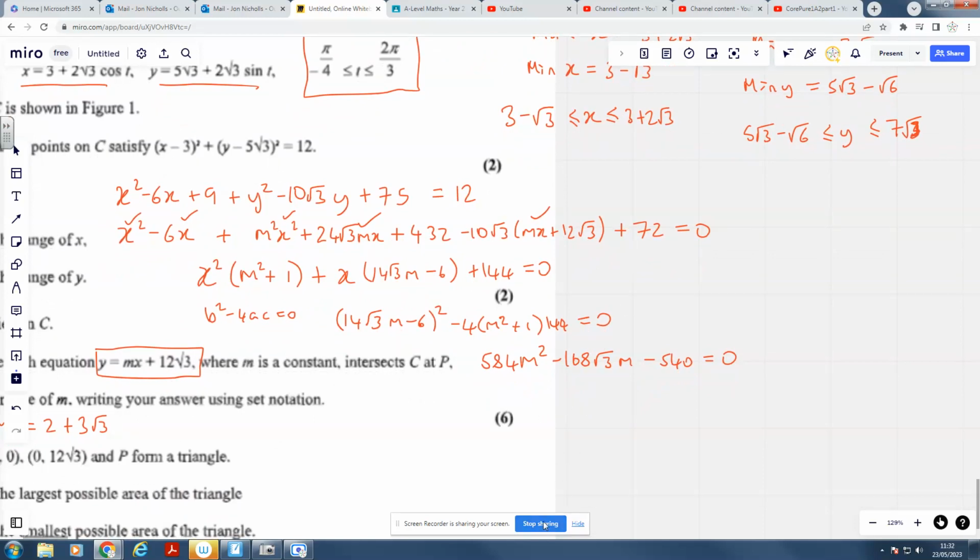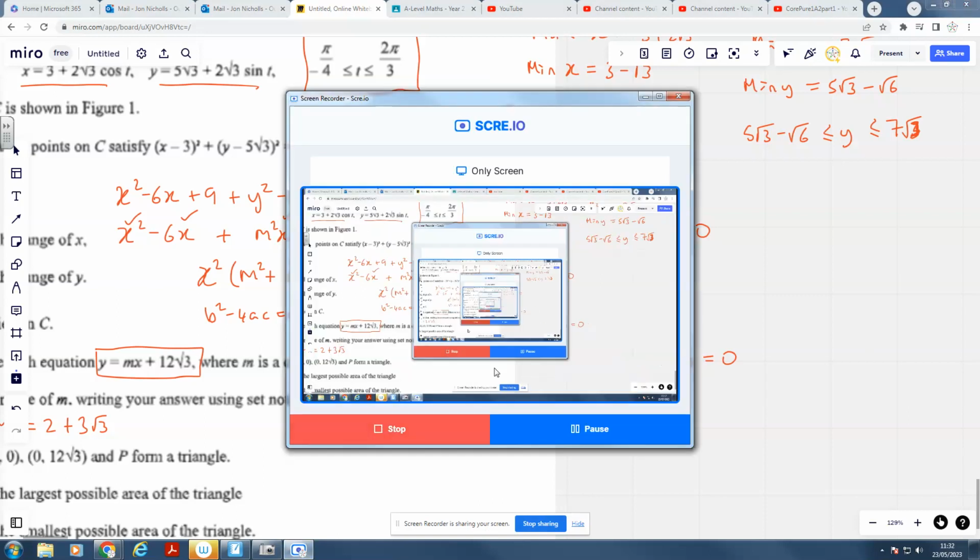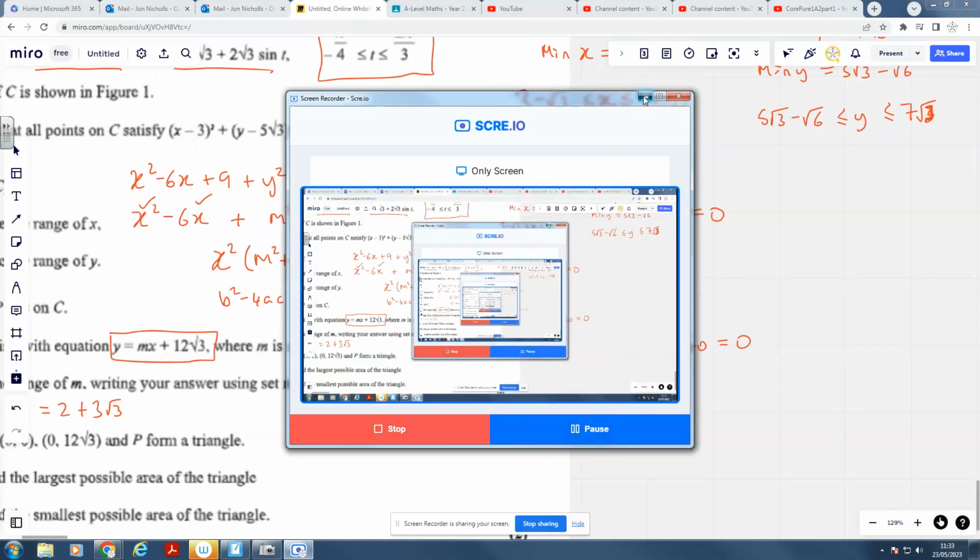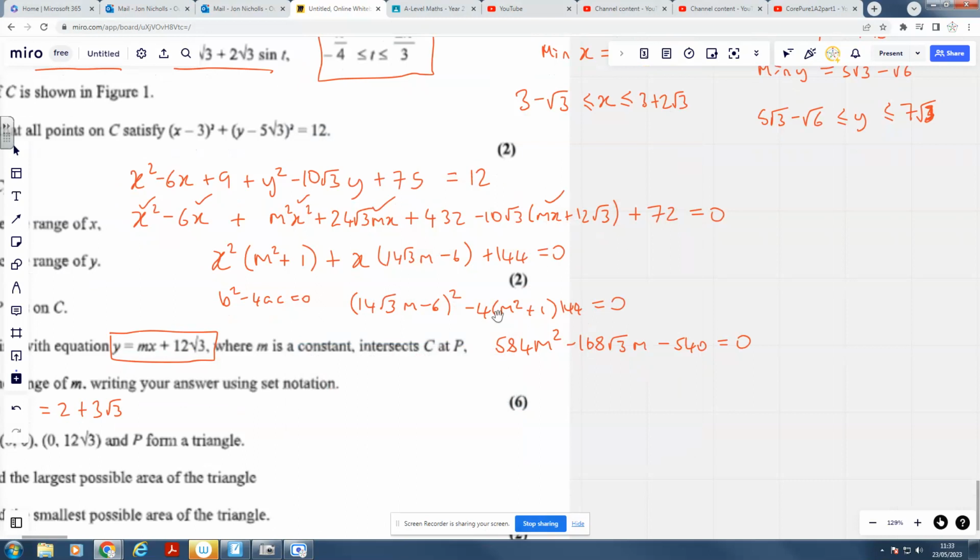Okay, I'm just going to pause this for a second while I quickly check. Okay, I've just realised exactly what I've done wrong. It's a minus 4m squared here. It should be minus 4 times 144m squared. What a loser. Okay, so what we would have had is 588m squared minus 576m squared, which I think comes to 12m squared if you do that carefully.